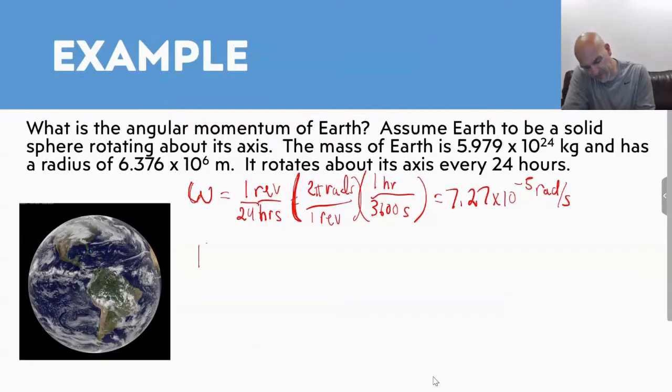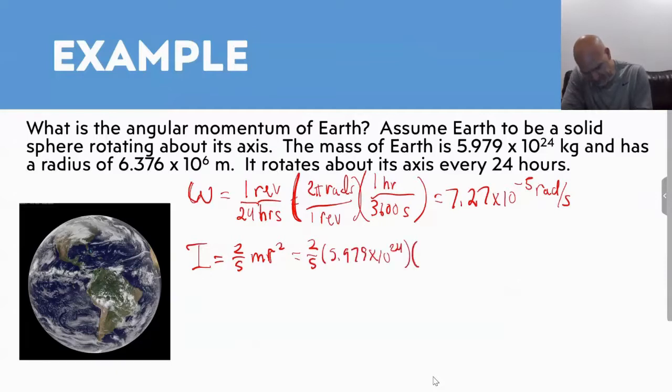We also need to calculate our I value, right? Our moment of inertia for Earth. Well, I said solid sphere. And so the moment of inertia for a solid sphere is 2/5 mr squared. And that's going to be 2/5 times 5.979 times 10 to the 24th times 6.376 times 10 to the 6th squared.